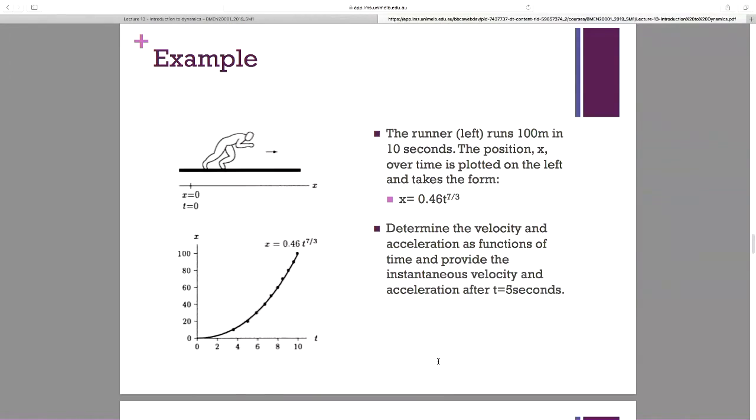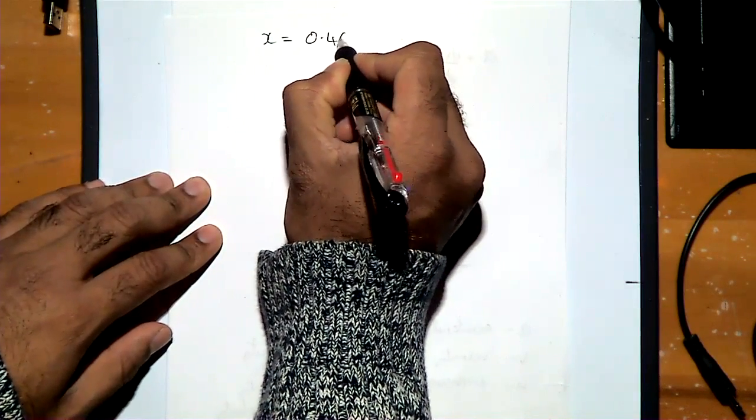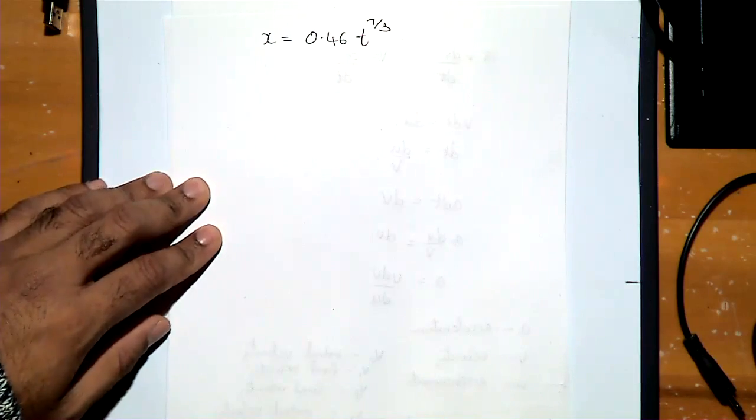A runner runs 100 meters in 10 seconds. The position x over time is plotted on the left, which is shown here, and takes the form x equals 0.46 t to the 7 over 3. Determine the velocity and acceleration as functions of time and provide instantaneous velocity and acceleration after t equals 5 seconds. So I've got x equals 0.46 t to the 7 over 3.